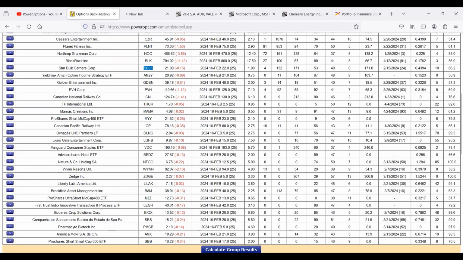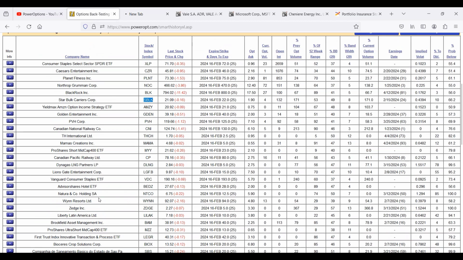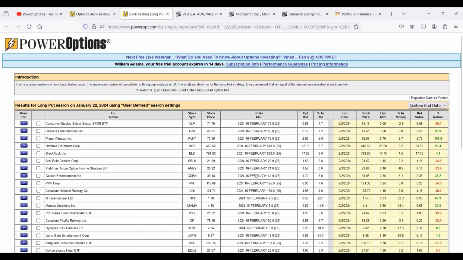See anything else interesting in here? There's a lot of Wynn Resorts in there, okay? Lionsgate, Canadian Pacific Railway. Not a lot of big names in that list, though.